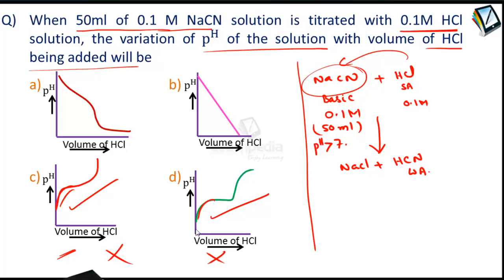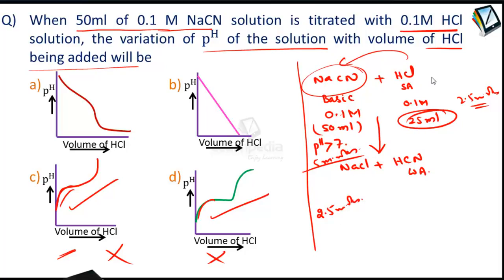Now as we go on adding HCl drop by drop, a stage is reached by the time we add around 25 ml of 0.1 molar HCl. 25 ml of 0.1 molar is 2.5 millimoles of strong acid we are adding. Originally we have taken 50 ml of 0.1 molar, that is 5 millimoles. So by the time we add around 25 ml of 0.1 molar HCl, 2.5 millimoles of H plus are added, so out of the 5 millimoles, 2.5 millimoles will react away, leaving around 2.5 millimoles.